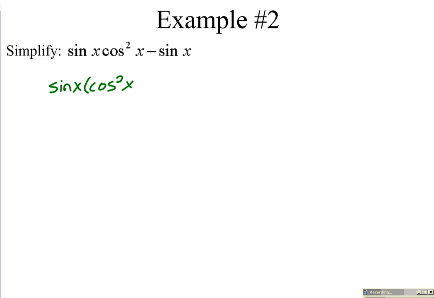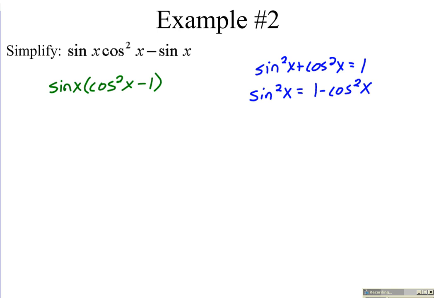First thing we can do to begin simplifying is I can pull a sine out of everything. That leaves us with cosine squared minus 1. We have talked about when we see a trig function squared that we should always be thinking of our Pythagorean identities. If we look at our Pythagorean identities involving cosine squared, we know that sine squared plus cosine squared equals 1. If I solve this for sine squared, we get sine squared equals 1 minus cosine squared x. And we see that that's very close to what we have in this problem.